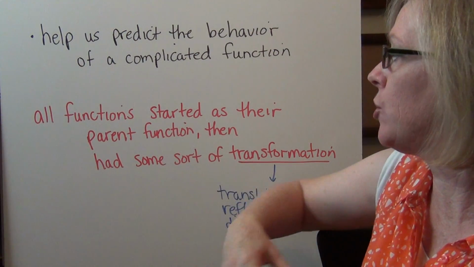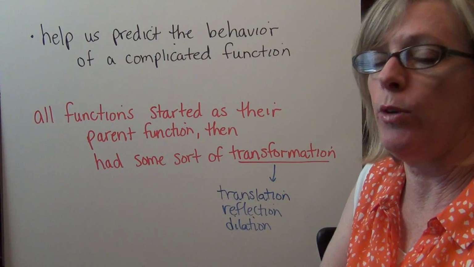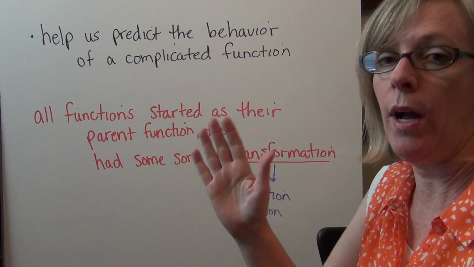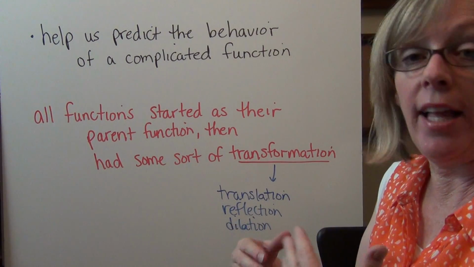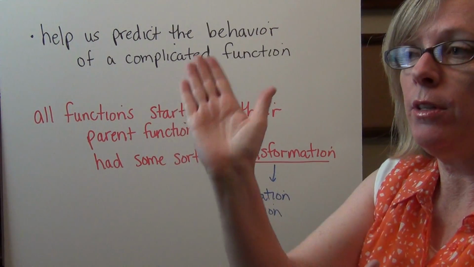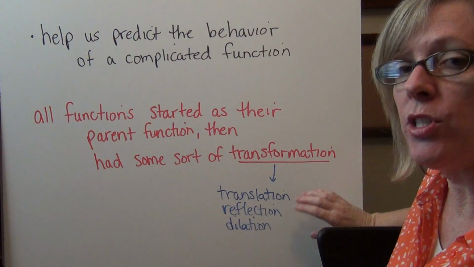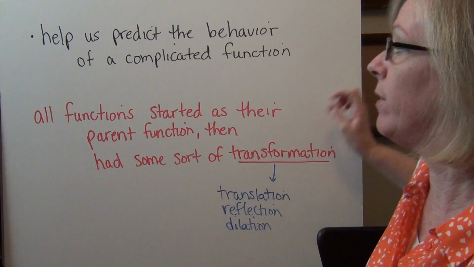All functions start as their parent function, and we perform a transformation. Most commonly we'll see it translated down or up, to the right or to the left. Sometimes the transformation is a reflection or a dilation. When the slope gets larger, the line gets steeper. So these are the transformations that we're going to talk about when we describe how functions relate to their parent function.